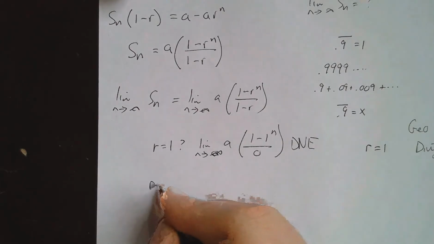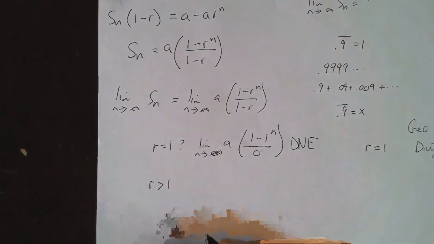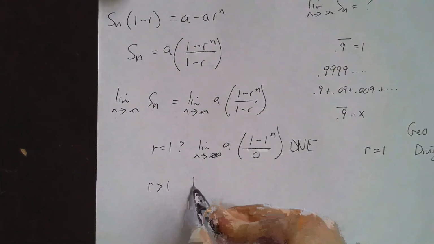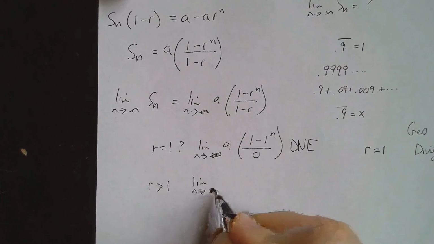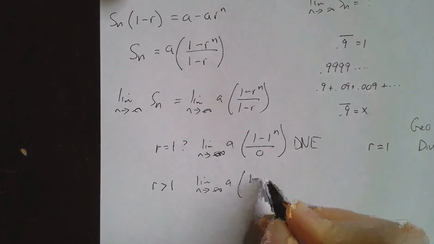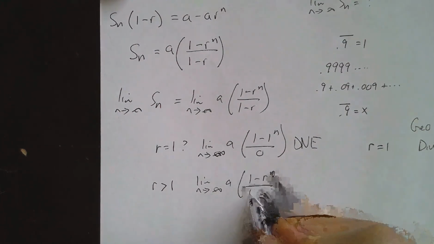More importantly, it diverges because it can't approach anything. Okay, so if I've picked 1 as an obvious value of issue, well, what if I try everything greater than 1? Well, if I try everything greater than 1, then I'm going to have the limit as n goes to infinity of a times 1 minus r to the power of n divided by 1 minus r.